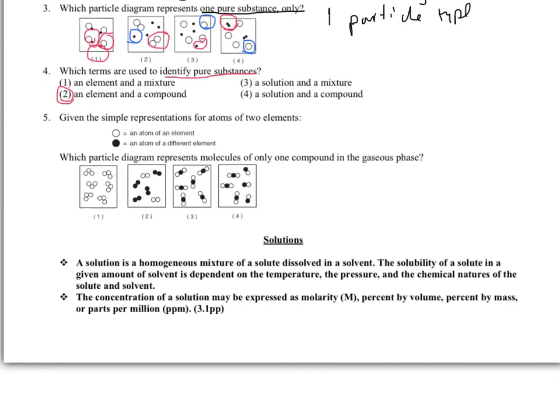In question number 5, we're looking for a compound. Now, compounds have a chemical bond. And we're looking for a compound in the gaseous phase. The choice that has only one compound would be 3. So we see the bonds between the open and closed circles, and we notice that this is one pure compound because each of these particles is identical. Now, in choice 2, these particles are different. And since they are different, it is not pure. And in choice 4, it has chemically bonded particles, but again, these particles are different.